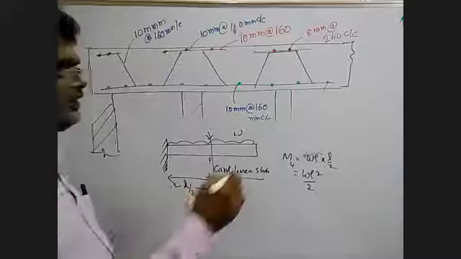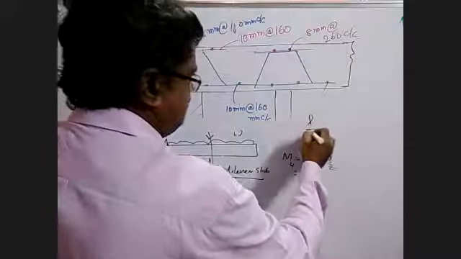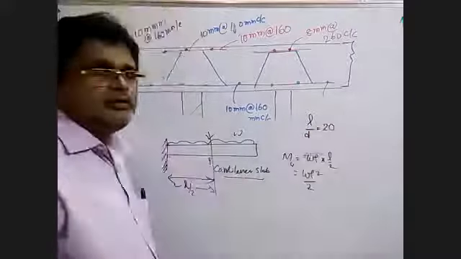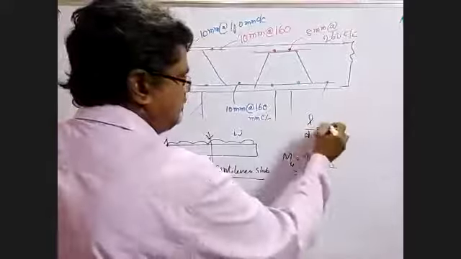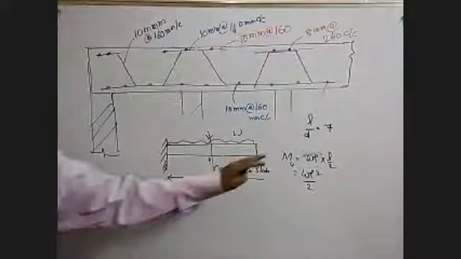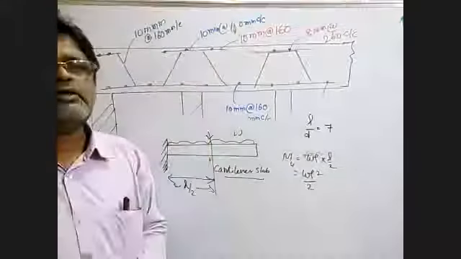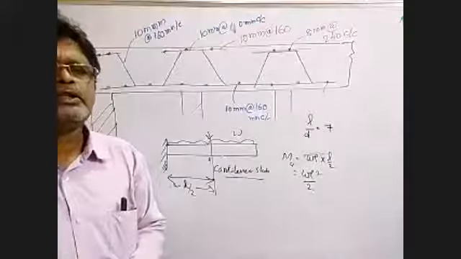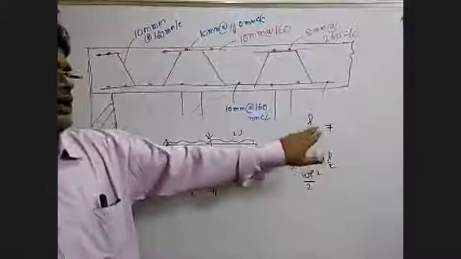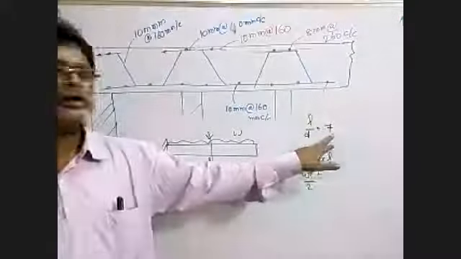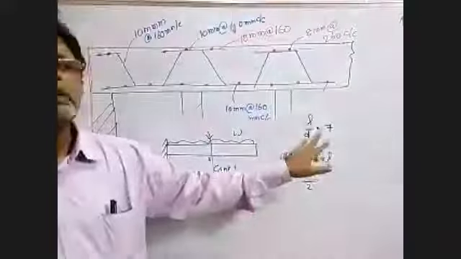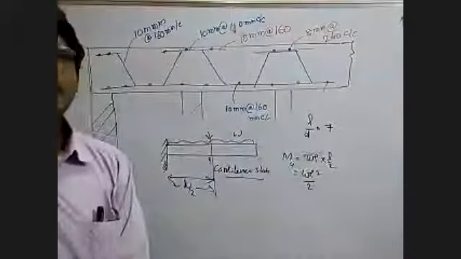And another important thing is, see, L by D, for simply supported we are taking it as 20. But here, for cantilever slab, you have to take 7. This is there in your code book. Okay? This also you have to remember. The difference between a simply supported one-way slab and a cantilever slab is the bending moment, and the L by D value for the cantilever is 7. Maybe a beam or slab, L by D is 7 only, but for simply supported it is 20. It is there in your IS 456 code book.